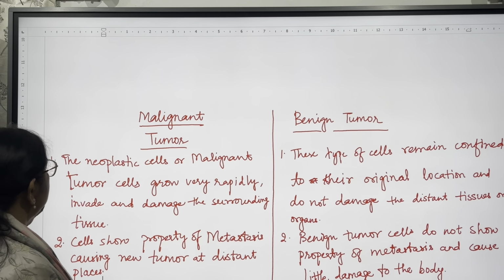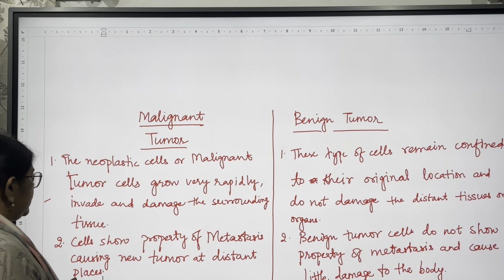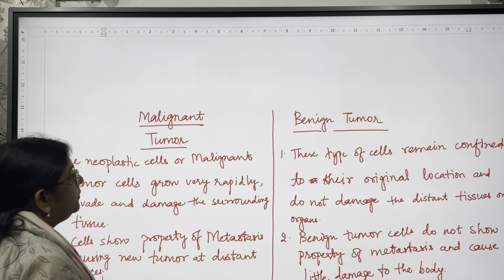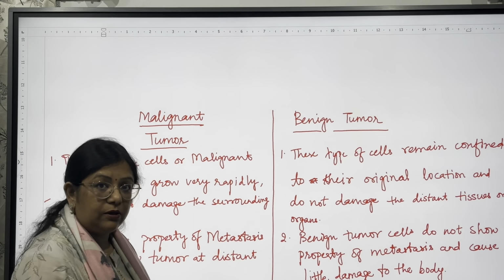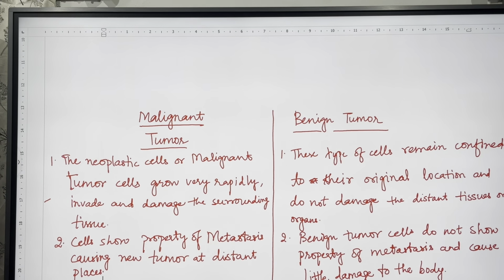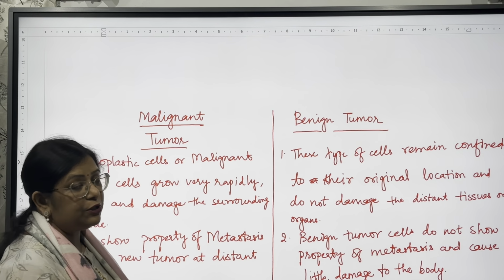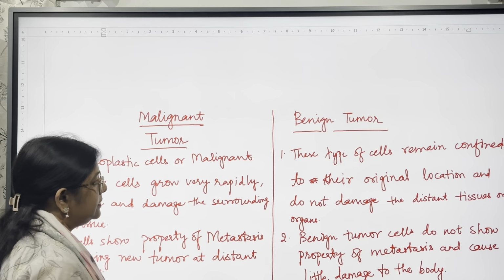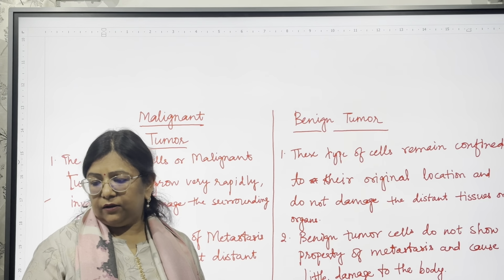The neoplastic cells or malignant tumor cells grow very rapidly, invade and damage the surrounding tissue. And benign tumor cells remain confined to their original location and do not damage the distant tissues or organs. Whereas for malignant tumor, the cells show property of metastasis and cause new tumor at distant places. Benign tumor cells do not show property of metastasis and cause little damage to the body. So this is the answer of first part of the choice question.